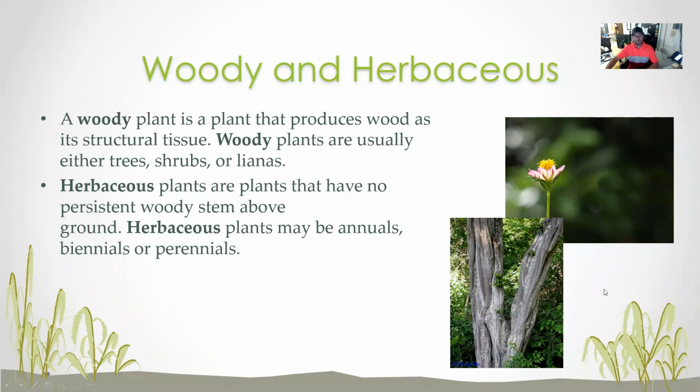A few terms that you're going to see on the page: woody and herbaceous. Woody is a plant that produces wood as its structural tissue. That would be like this guy down here on the bottom left. And an herbaceous plant has a very fleshy green color on its stem and going throughout, just like here, until it gets to the flower.